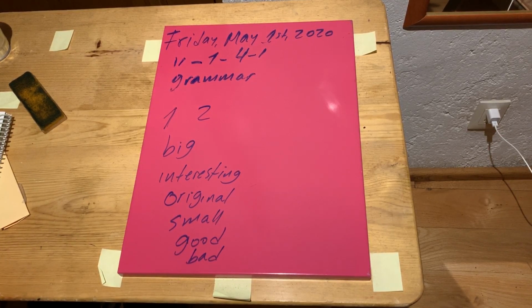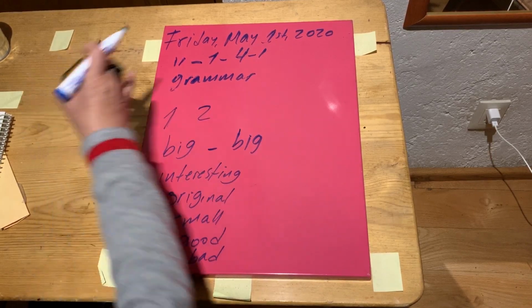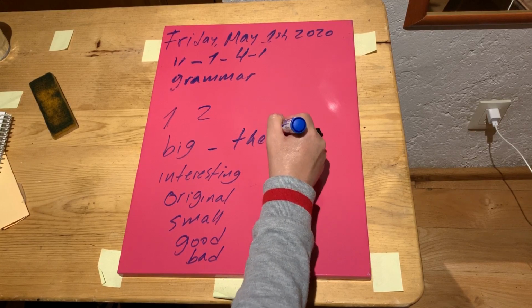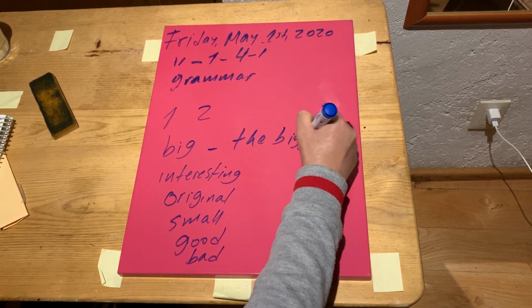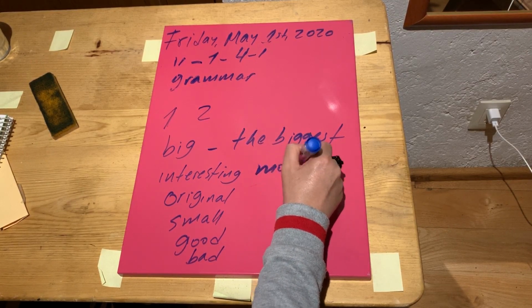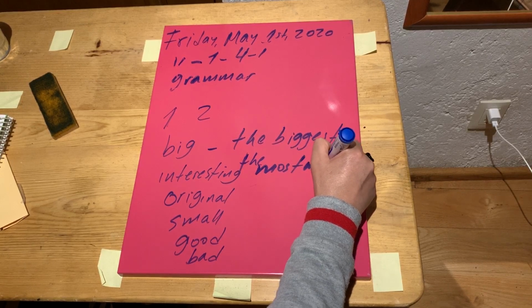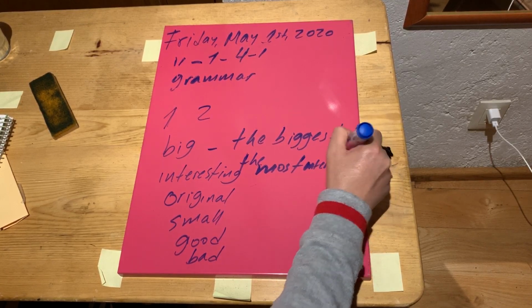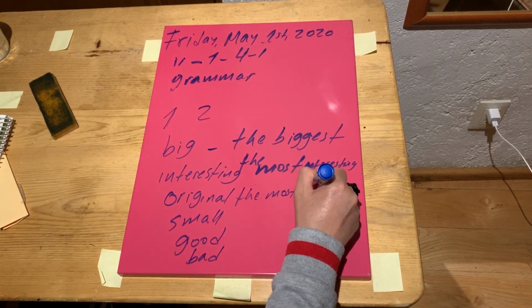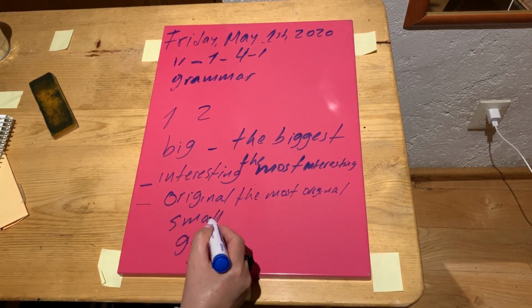So, the superlative form, big, biggest. Well, the biggest. Interesting, the most interesting. Original, the most original. Porque tiene más sílabas. Es más grande la palabra, más larga, ¿no?